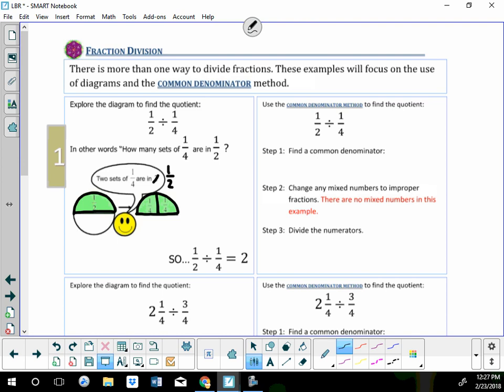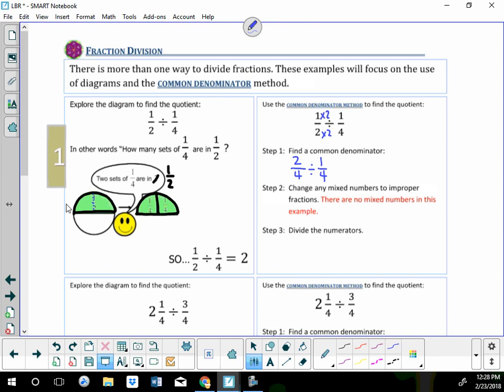So we have 1/2 divided by 1/4. Our first step is to find a common denominator. Crew, what is the common denominator between 2 and 4? You can just tell me. 4. Perfect. Okay. So I'm going to turn this 1/2 into 2/4. And then I'm going to divide that into pieces that are the size of a fourth. Now over here on my diagram, it's just like saying, okay, 1/2 is the same as 2/4. Okay? If we need to, we're going to change any mixed numbers to improper fractions. We don't have any improper fractions, so for now we can skip that step.